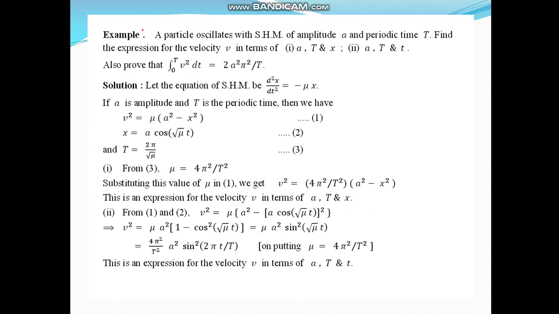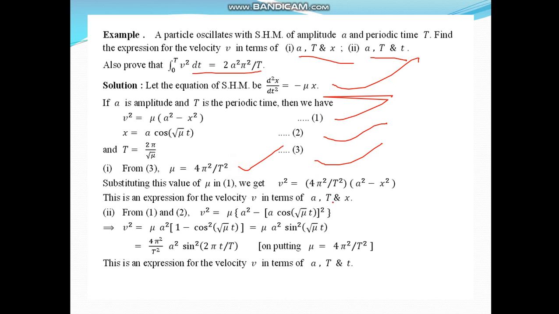Now next example, a particle oscillates with SHM of amplitude A, periodic time T. Find the expression for the velocity v in terms of this, number 2, and also we have to prove this result. So it is equation of SHM. It is relation between v and x and t. It is time period. From number 3, mu equal to this. Now substitute value mu, v square equal to this. So it is an expression for velocity in terms of a, T and x.